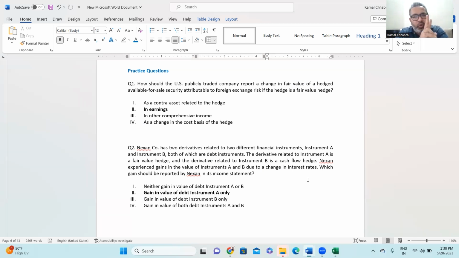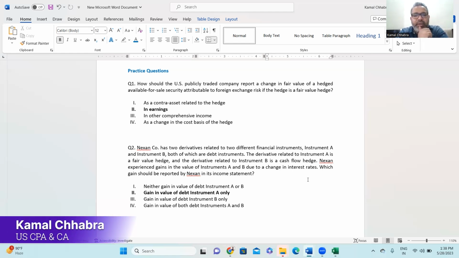So they have 2 derivatives and both are debt derivatives. One is the fair value hedge, the second one is cash flow hedge. In both, he has certain gain. So he's asking which gain needs to be reported in the income statement. Neither gain in value of debt instrument A or B; gain in the value of debt instrument B; gain in the value of debt instrument A; and gain in both. So which one needs to be reported in income statement?